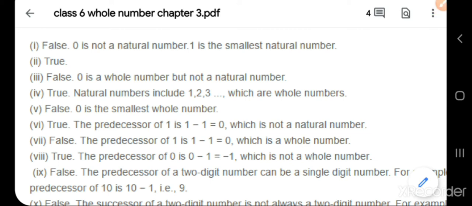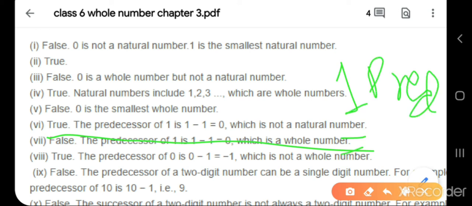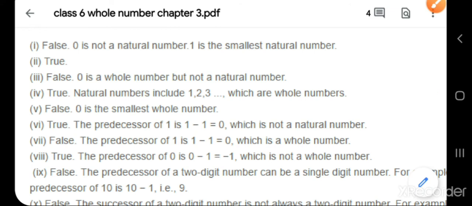The natural number 1 has no predecessor. Actually, this is right. Natural numbers start from 1. If we try to find the predecessor of it, we need to subtract 1 from it, and 1 minus 1 gives 0, but 0 is a whole number. So the predecessor of 1 is a whole number, and we can conclude that 1 is the smallest natural number. The statement is true. Let's read the next question.